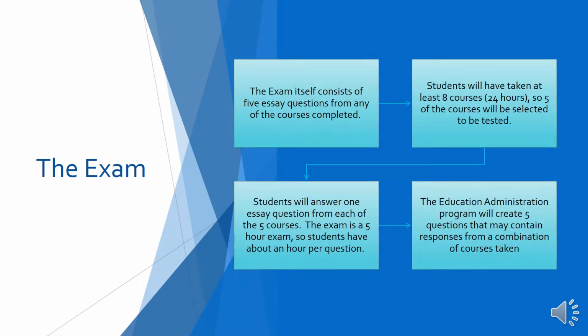So the exam consists of 5 essay questions. And the essay questions come from the courses you have already taken. You should have taken at least 8 courses up to this time, so it's about 5 courses you'll be selected. And you will answer essay questions from each of the 5 courses. Now, it's a 5-hour exam, so you have about an hour per question.